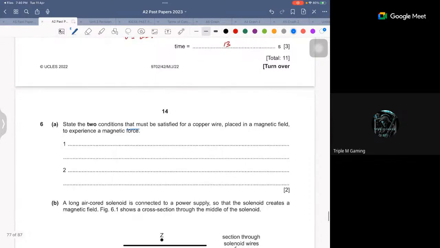Now, state two conditions that must be satisfied for a copper wire placed in a magnetic field to experience a magnetic force. Copper wire, there must obviously be current in the wire, and it should not be at 0 degrees, or parallel. If it's not 0 degrees or parallel, then obviously you will have force, because F equals BIL sin theta. If you put theta as 0, then it is 0. Otherwise, it's not.